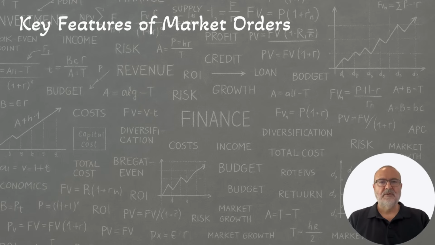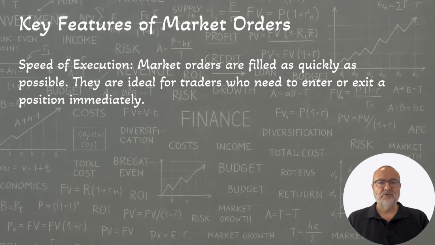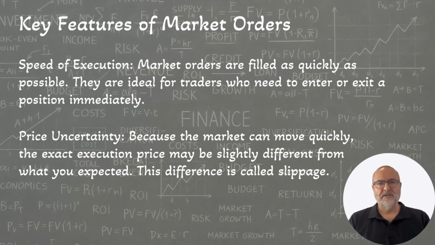Here are the main characteristics of market orders. First, speed of execution. Market orders are filled as quickly as possible. They are ideal for traders who need to enter or exit a position immediately. Second, price uncertainty. Because the market can move quickly, the exact execution price may be slightly different from what you expected. This difference is called slippage.